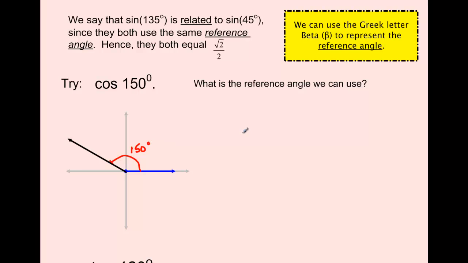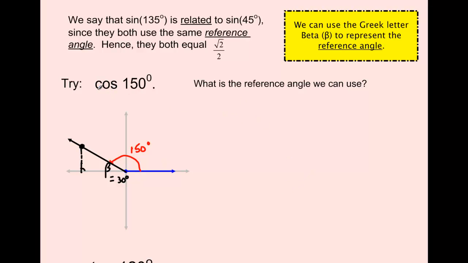So what is the measurement of beta, or what is the measurement of my reference angle? Well, how much is left over when I come down here? And it might help to just draw yourself a little dot somewhere on that terminal arm. Draw a little line that comes down to the x-axis. And this is my beta in there. Beta is going to be equal to 180 minus 150, which is 30 degrees.